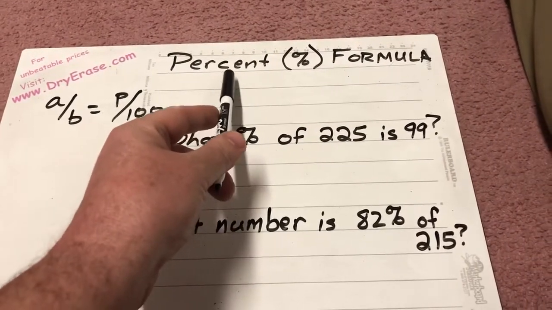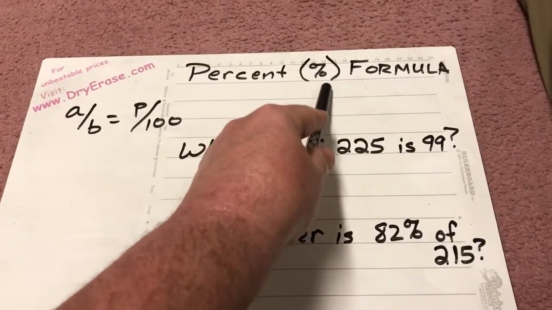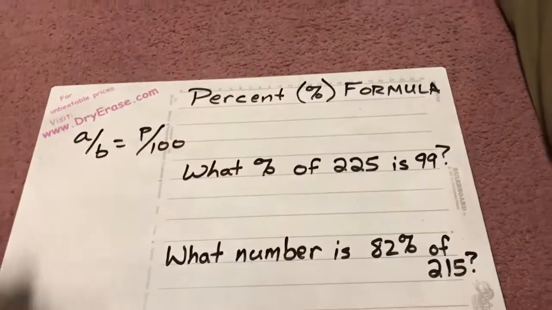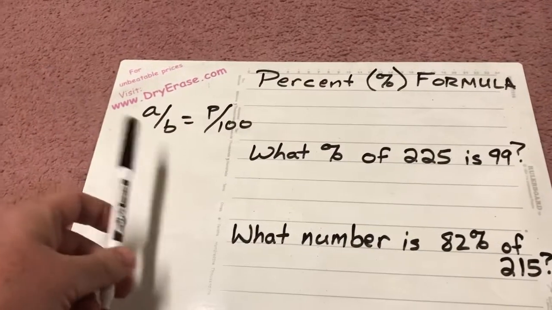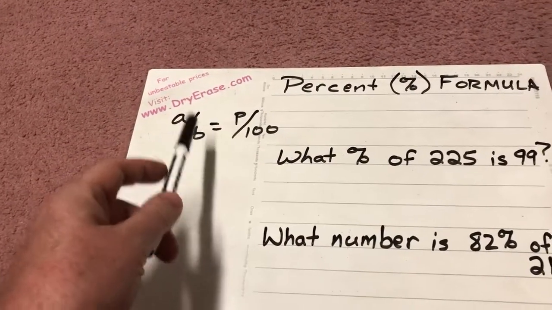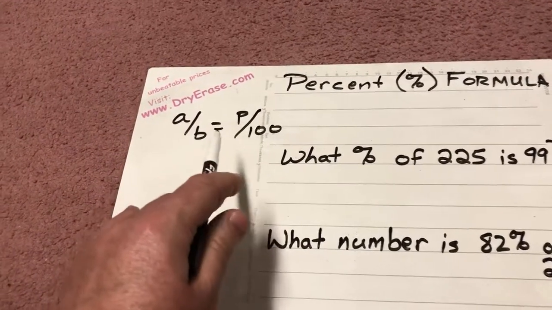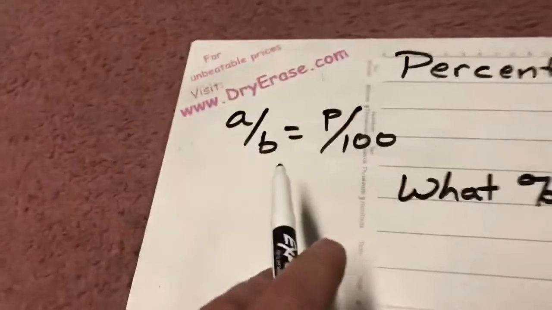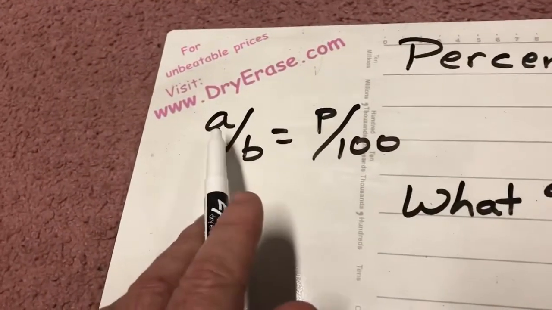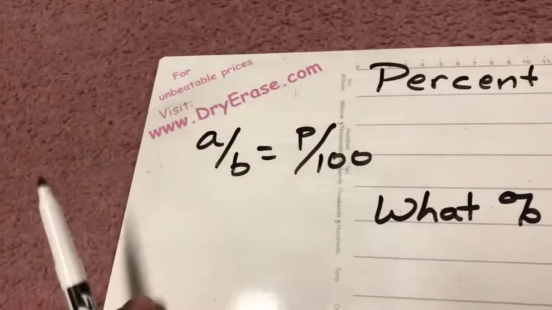Our last focus for today is on the percent formula. We see this percent sign, that means percent, the percent formula. This should be a pretty straightforward formula, and it's very much connected to the proportions that we did the past couple days. We get the idea that it's A over B equals P over 100.